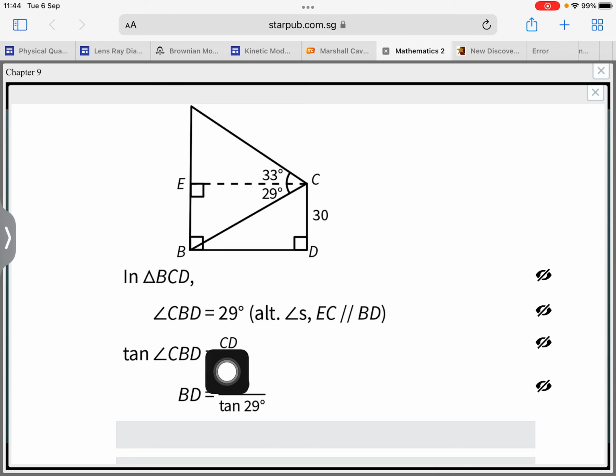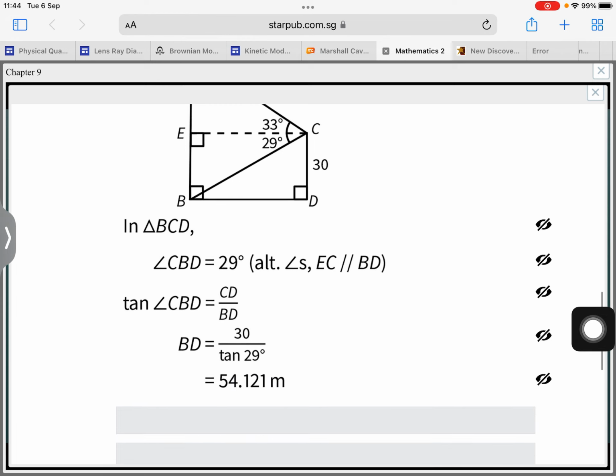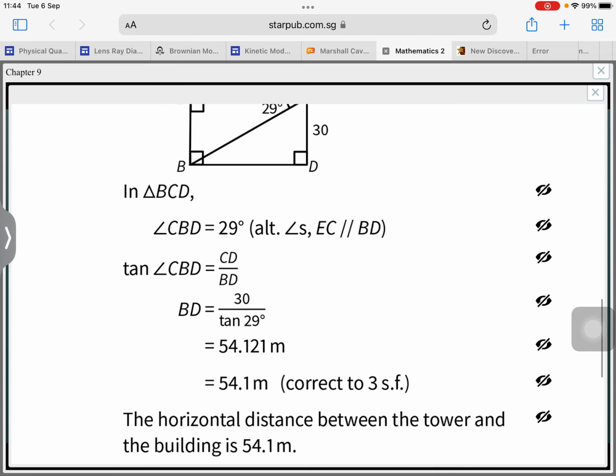So BD will just be 30 over tangent 29. You find that BD, rounded to 3SF, is 54.1. So the horizontal distance between the tower and the building is 54.1 meters.